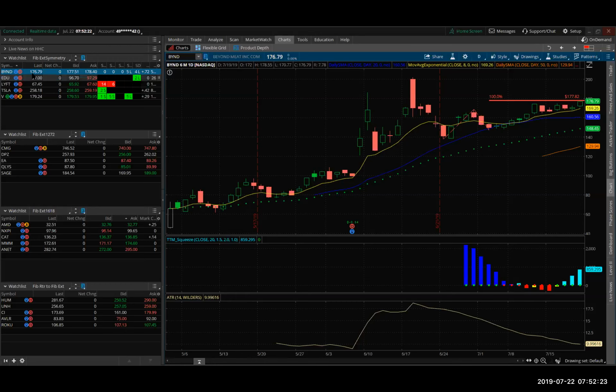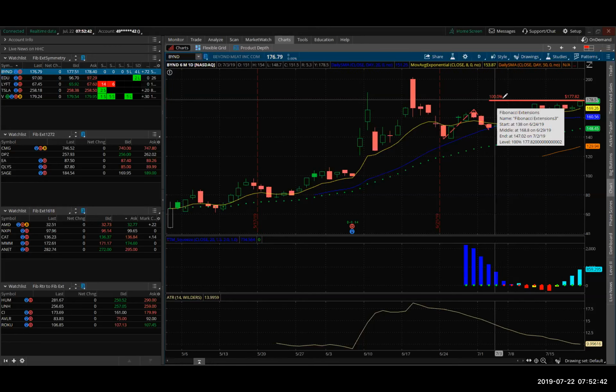So we're going to start with the first level, which is known as 100%, also known as symmetry. You might hear people who trade off of the extensions talk about symmetry or the symmetrical level. That is this level right here. See that 100%? That's this level. And how did I find that?